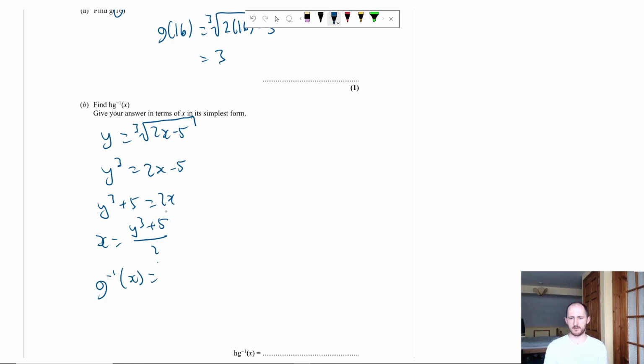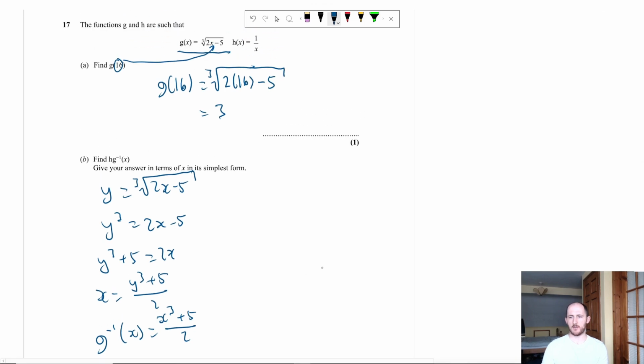Replace x with g minus 1 of x. Replace y with x. And now it says hg of x. So now we're going to sub in the entire thing for g into h. So that's 1 over x cubed plus 5 over 2.